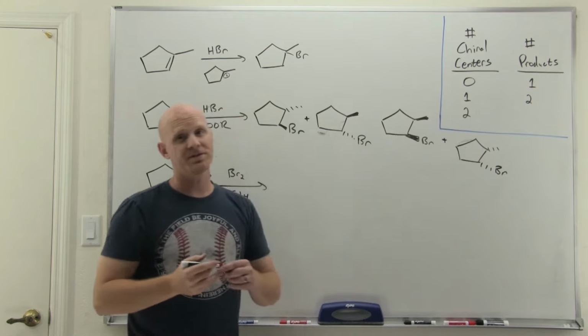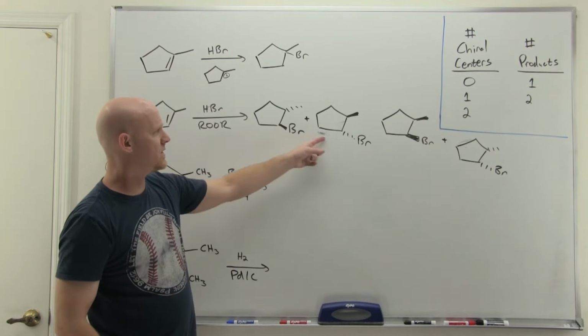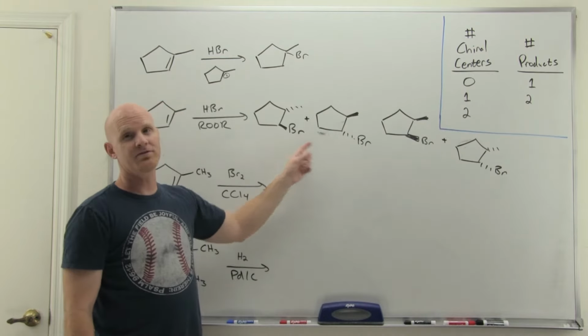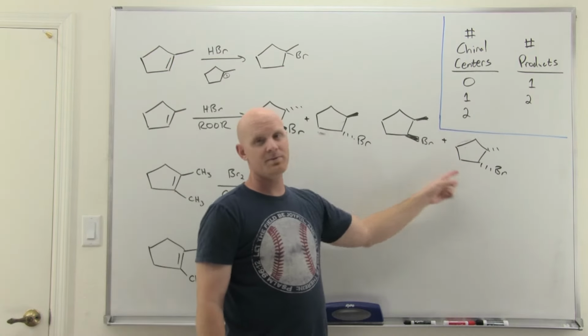Cool, so we get 4 different stereoisomers here. So these 2 are a pair of enantiomers, and these 2 are a pair of enantiomers. These 2 resulted from syn addition. These 2 resulted from anti-addition.